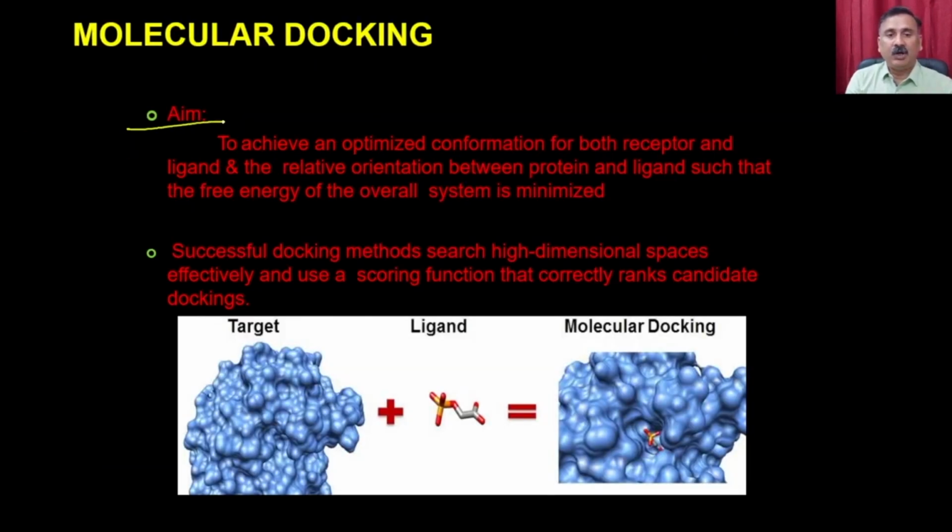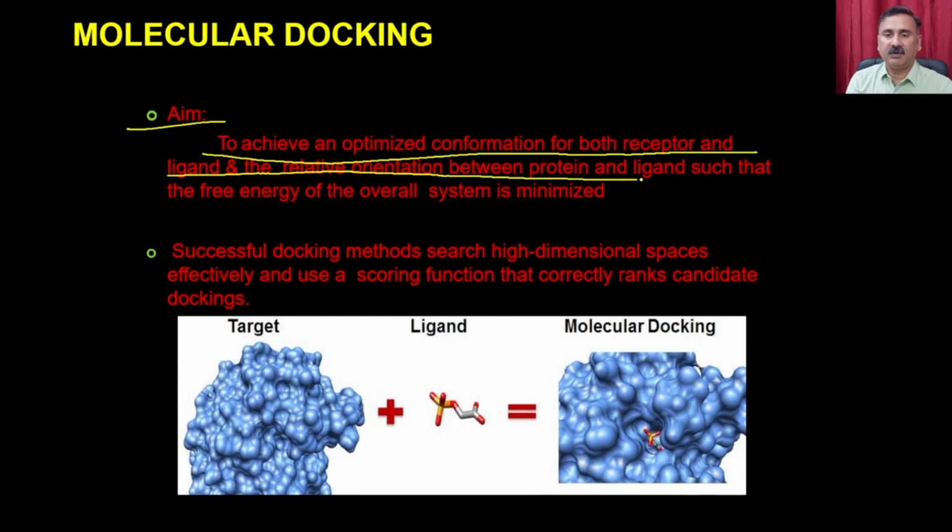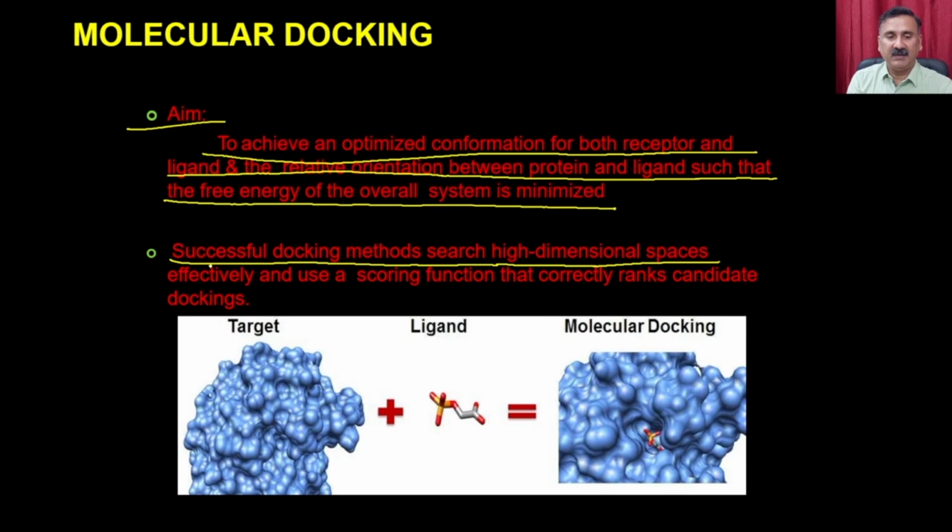The aim of molecular docking is to achieve an optimized conformation for both the receptor and the ligand, and the relative orientation between the protein and ligand, such that the free energy of the overall system is minimized. Successful docking methods search high dimensional spaces effectively and use a scoring function that correctly ranks the candidate dockings. So you have a target molecule and a ligand molecule, and with the help of molecular docking, you will be able to say whether this particular ligand is fitting into this particular active site or not.